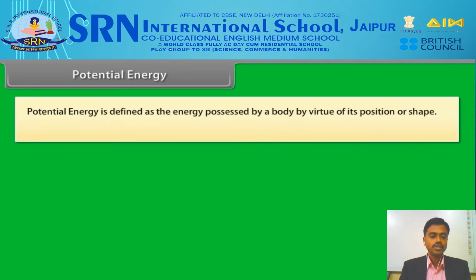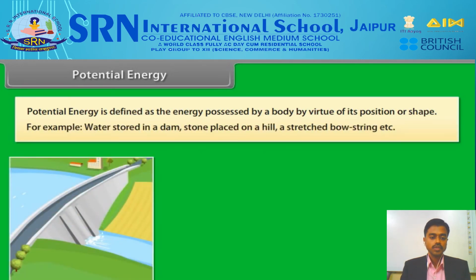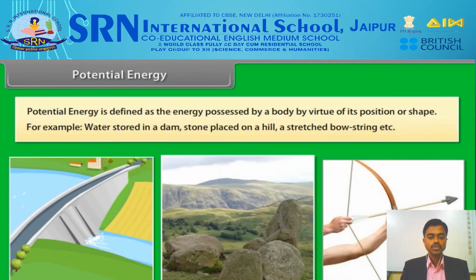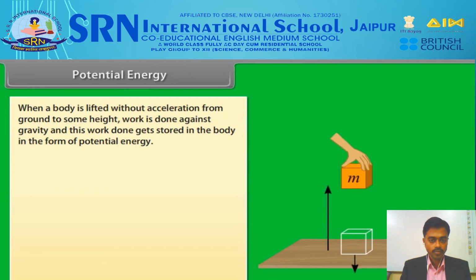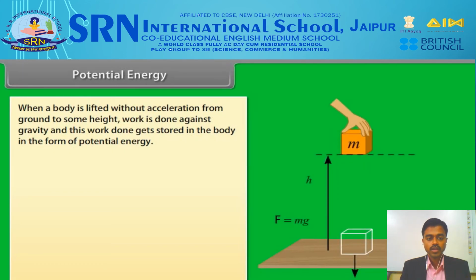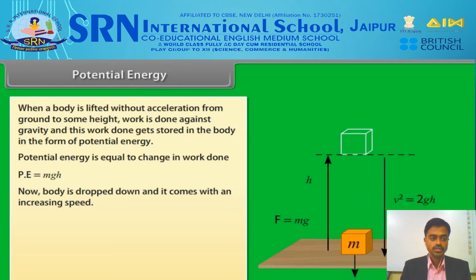Now, what is potential energy? Potential energy is defined as the energy possessed by a body by virtue of its position, configuration or shape. Water stored in a dam, a stone placed on a hill, and a stretched bow string are examples of potential energy. Here we are explaining gravitational potential energy when a body is lifted to a height h against the gravitational force. Work done is calculated by force into displacement. Force is mg and displacement is h. By multiplying it we get potential energy as mgh.